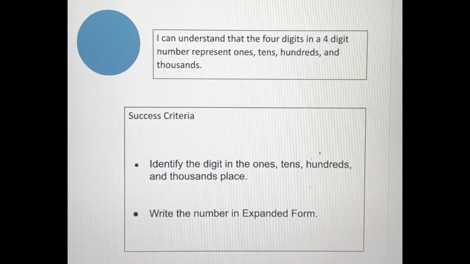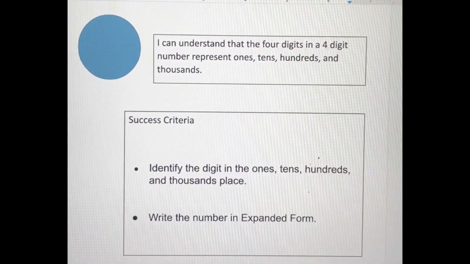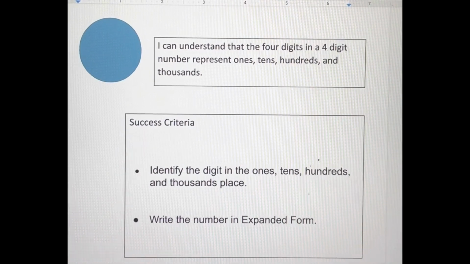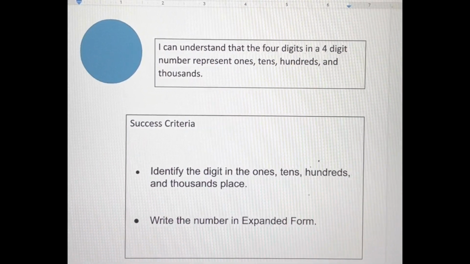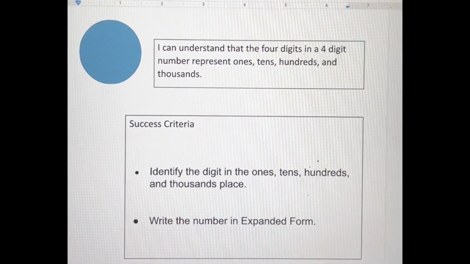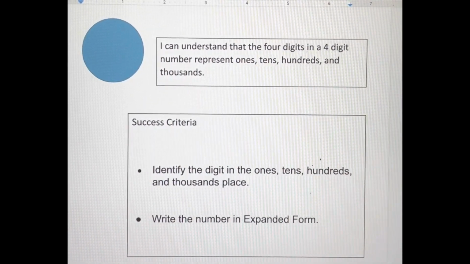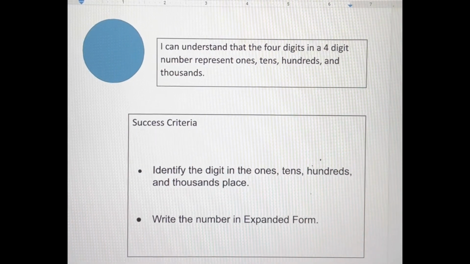The learning target of the day for Wednesday, July 27th is I can understand that the 4 digits in a 4-digit number represent ones, tens, hundreds, and thousands. Success criteria: identify the digit in the ones, tens, hundreds, and thousands place. Write the number in expanded form.